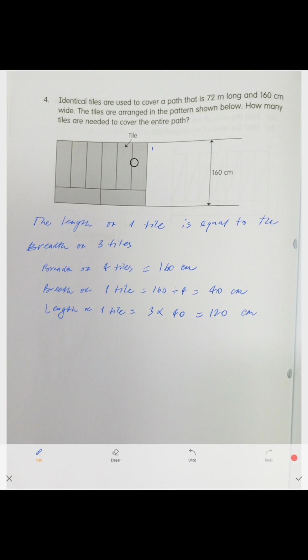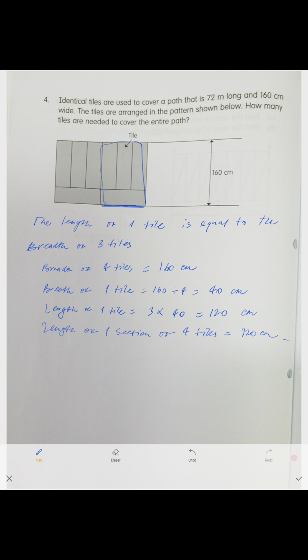Okay, and I'm going to erase this. So this is one section, 4 tiles. This is another section, 4 tiles. One section of 4 tiles is the same length. So the length of one section of 4 tiles is 120 also.